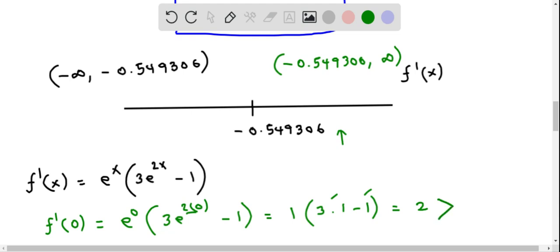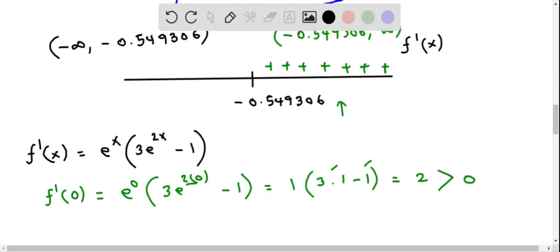So basically, we need to understand the sign. So this one is positive. So therefore, we mark positive on this interval. Now let's consider some random points to the left of this critical point. So I'm going to consider negative 1 and find f prime of negative 1.